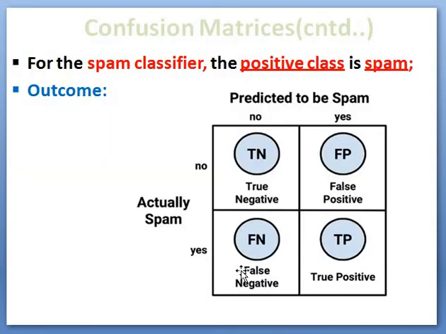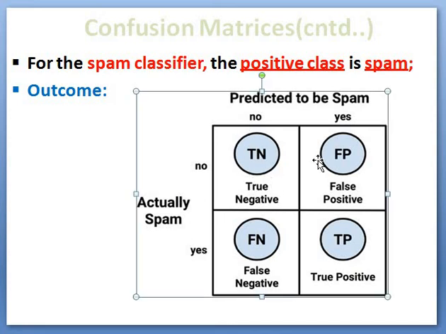So this is a general example of a confusion matrix. Inside this confusion matrix, the predicted class is no, yes, and the actual class is no, yes. So this is no, no, which can be represented as true negative. This is no, yes, which means false positive.